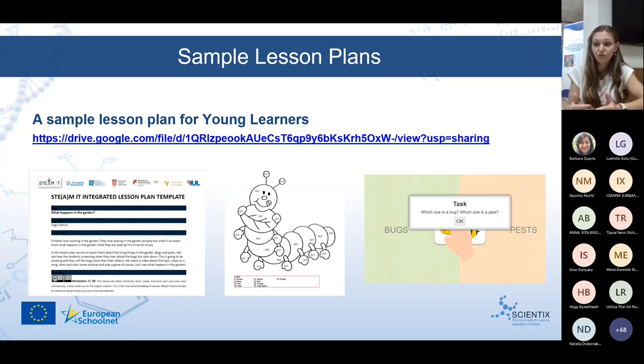Then they all watch a video on YouTube, how a caterpillar turns into a butterfly, where the students will learn about the life cycle of a butterfly as a STEM subject in the non-STEM subject English, using present simple tense as the grammar structure. Then she explains what the bugs and pests are, the difference between them. They play a group game on a Web 2.0 tool, LearningApps. They group the bugs and pests.